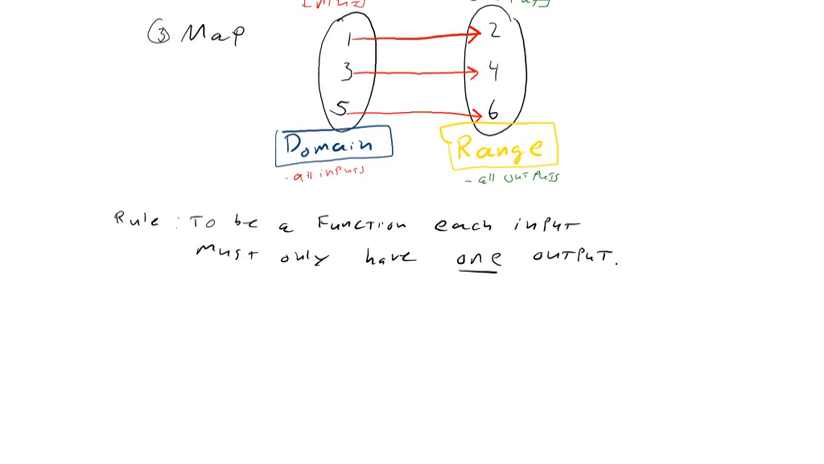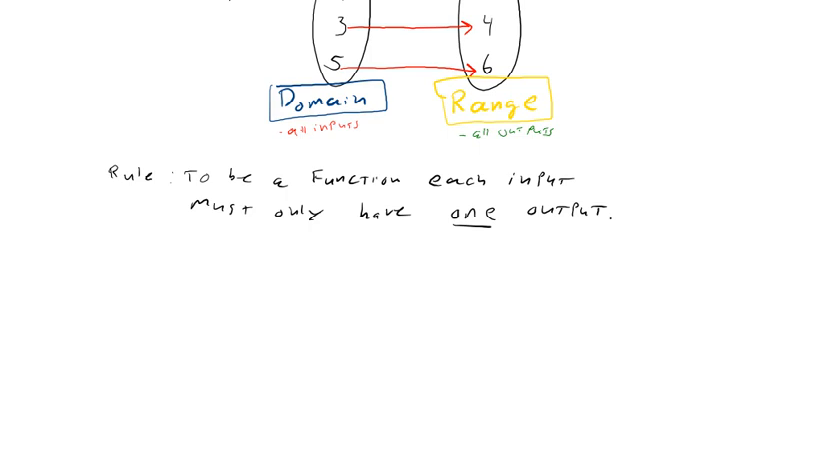You may have heard this before, aka the vertical line test. We've seen that before, maybe as a vertical line test. And I'll show you what that means. But to be a function, if you have these mapping relationships, right, you have to make sure that each input only has one output. Let me give you an example.